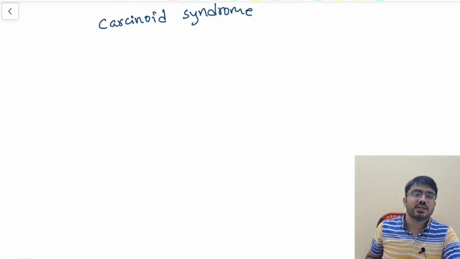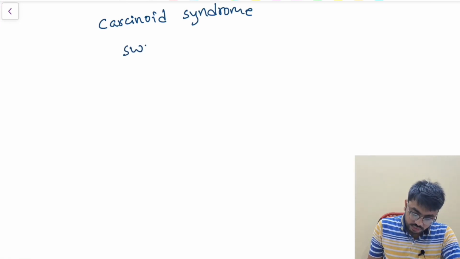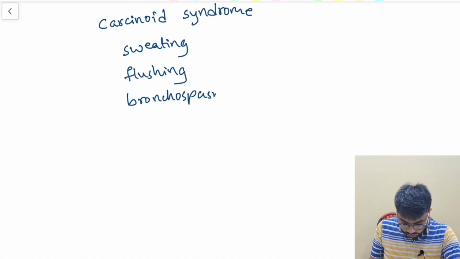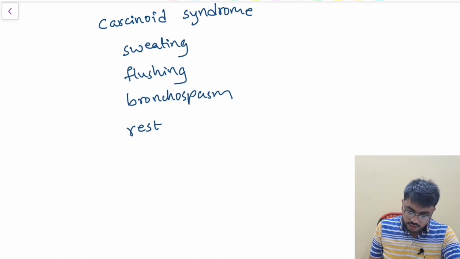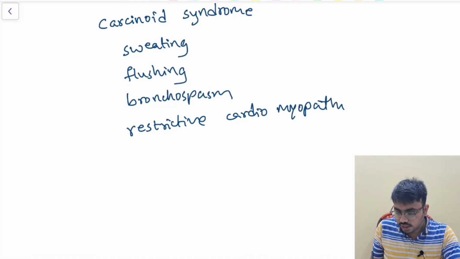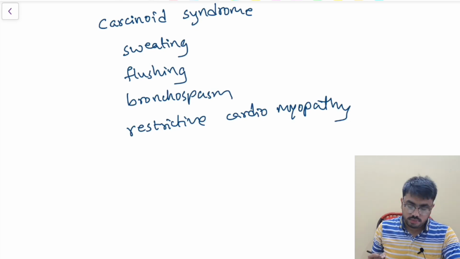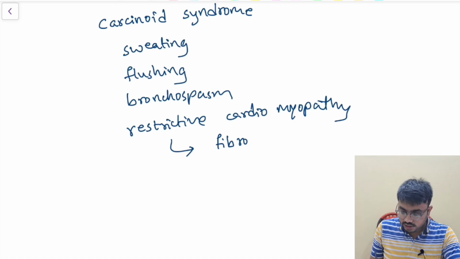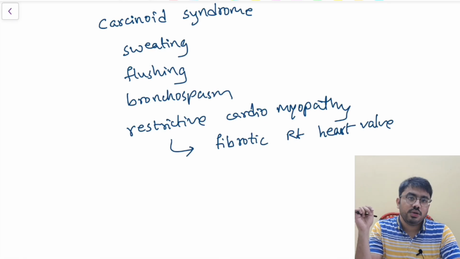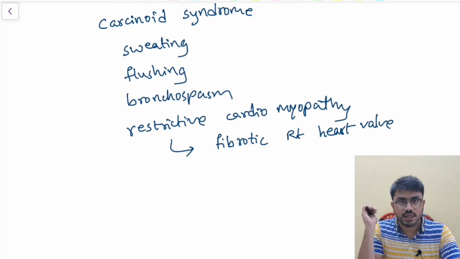Now, what are all the features of this carcinoid syndrome? Write it down. Sweating, flushing will be there. You can even see bronchospasm as well. And in some cases you can even see restrictive cardiomyopathy in carcinoid syndrome. Why restrictive? Because there will be fibrotic right-sided heart valves. The right-sided heart valves are going to get fibrosed. That is the reason why you may get restrictive cardiomyopathy in carcinoid syndrome.